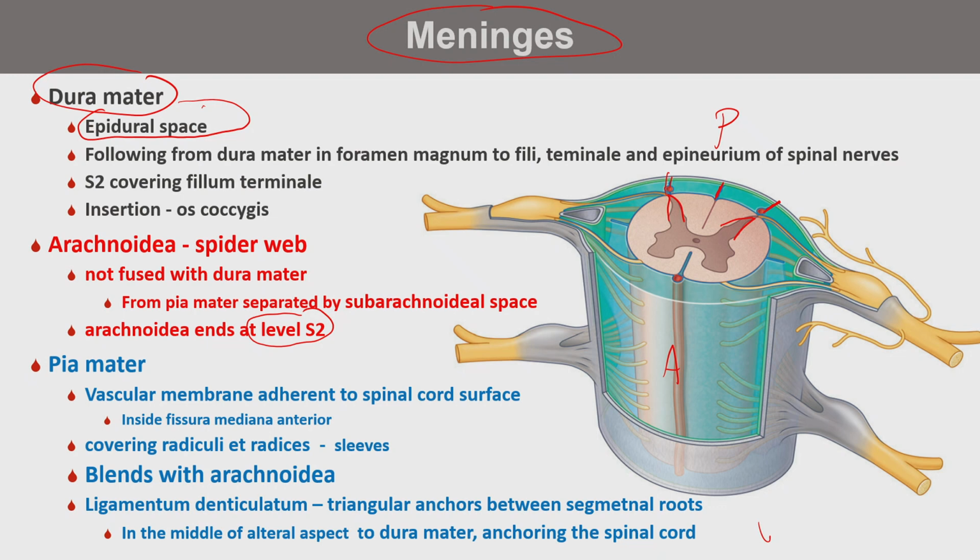The third, the innermost layer of the meninges is called pia mater. Pia mater is very well vascularized. It contains small vessels supplying the spinal cord itself, very similarly to the brain. It's adherent to the spinal cord surface, and it's important also that it is going into the fissure in the anterior aspect of the spinal cord, and this is called the fissura mediana anterior.